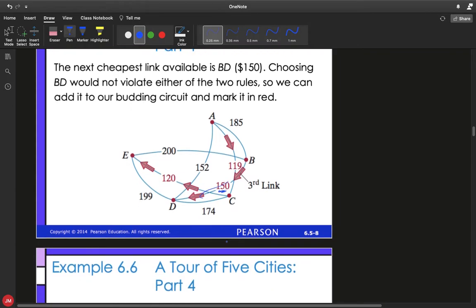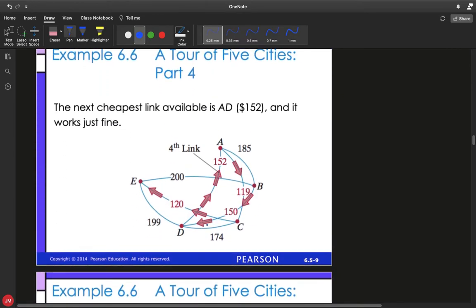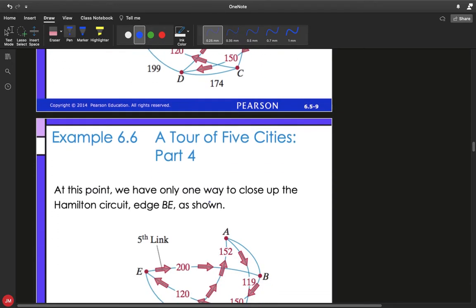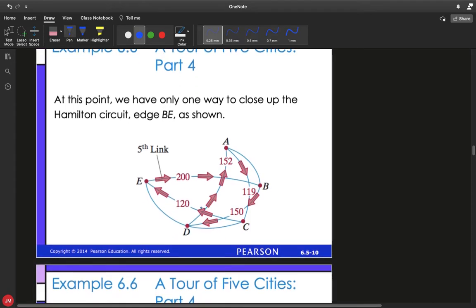Notice they've got that marked here for us. The next cheapest, if you're looking ahead, is probably going to be A to D. And in fact, that is the next cheapest. So the next cheapest link is AD, which is 152. So at this point, we are almost done. In fact, we've got everything connected with the exception of ending at E and starting at B, which means all we have left to do is connect those two vertices with that $200 link right there. Even though that is not the cheapest that is remaining, that is the last one that we need in order to close up our circuit.